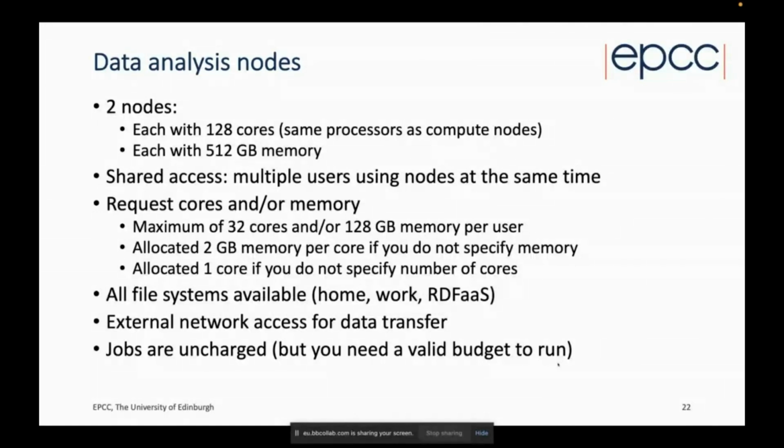On these nodes, all of the file systems are available. That's home, work and the RDF file systems. They also have external network access for data transfer, so you can run long-running data transfer tasks from these nodes. The jobs on them are uncharged, even when we get into the charge period, but you need a valid budget to be able to use those nodes. It is the way it's set up. Anyway.